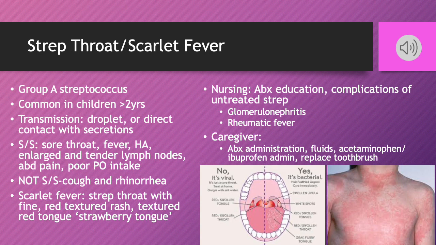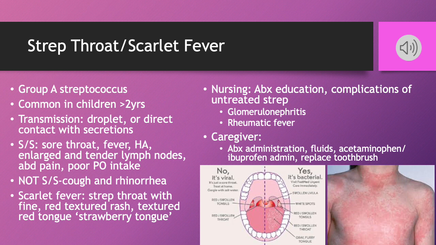Finally, we have strep throat and scarlet fever. So strep throat is caused by group A streptococcus. It's common in children greater than 2 years of age. It is transmitted through droplet or direct contact with the secretions. Some of the symptoms include sore throat, fever, headache, enlarged lymph nodes, poor PO intake.